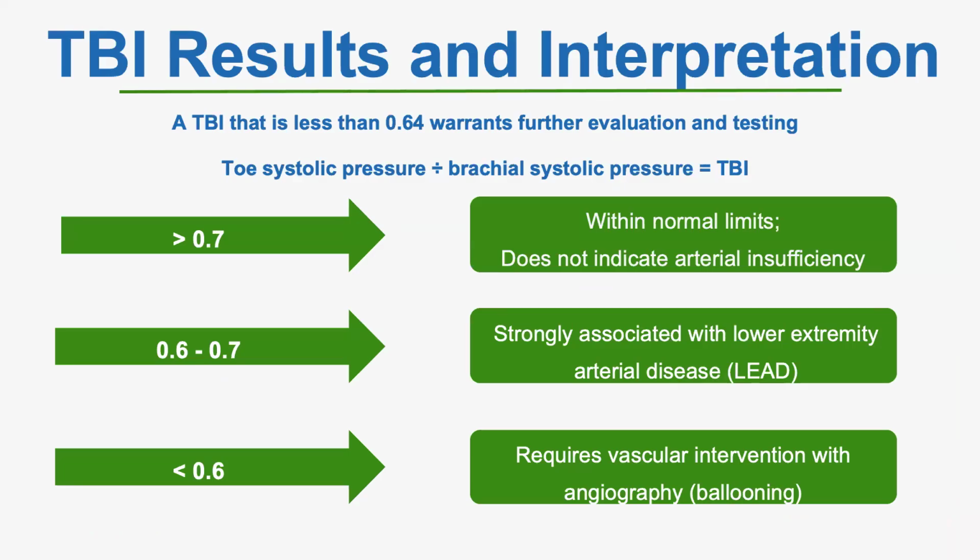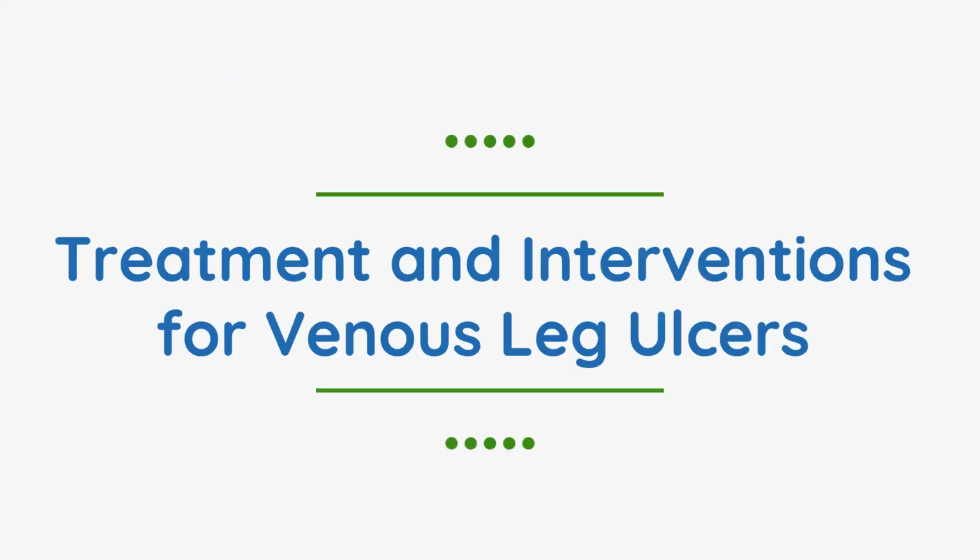So for the toe brachial index, normal values are going to be those above 0.7. Anything less than 0.6 is going to warrant further evaluation and testing. Values less than 0.7 to 0.6 are strongly associated with lower extremity arterial disease, and values less than 0.6 are going to prompt urgent vascular referrals.